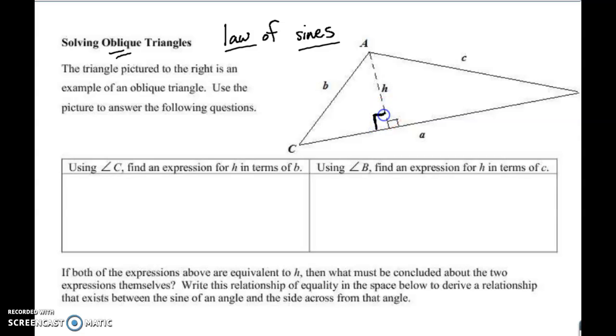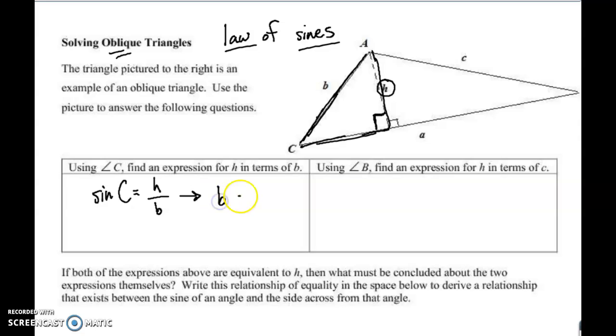So let's say I asked you to figure out what h is, only looking at the left triangle. Well, we just did this in the previous video, that we could set up a trig function that says sine of C is equal to h over b. Then we can solve for h by multiplying the b over. So that should be familiar to you. Well, let's look at the other right triangle, which is over here.